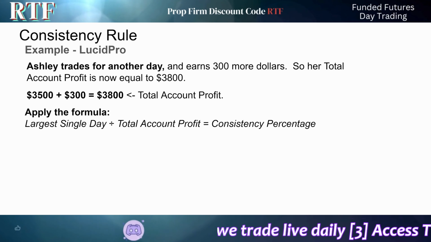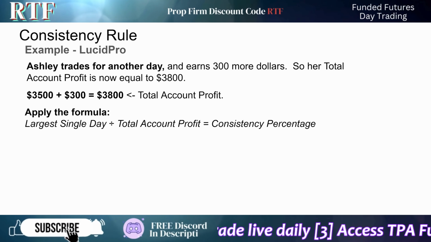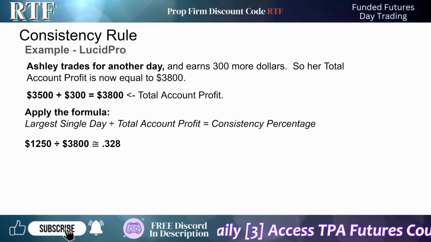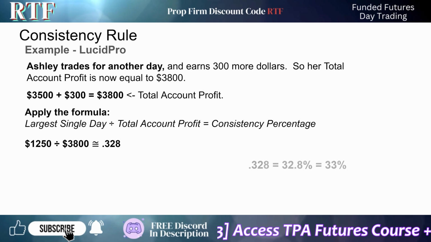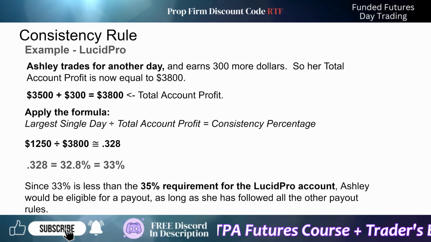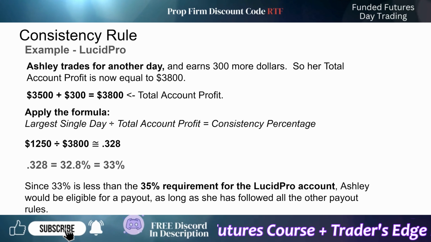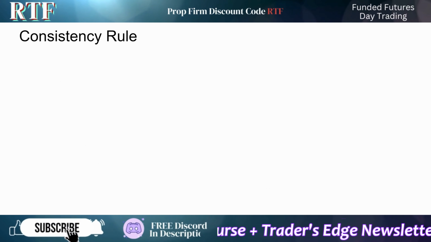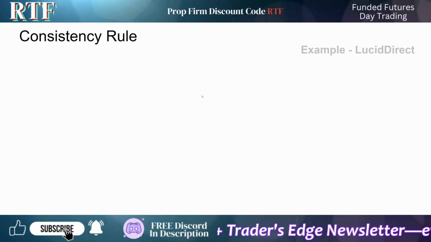The largest single day divided by total account profit equals the consistency percentage. So we've got $1,250 divided by $3,800 is more or less equal to 0.328. So 0.328 equals 32.8% or 33%. And since 33% is less than the 35% requirement for the Lucid Pro account, Ashley would be eligible for a payout as long as she has followed all the other rules.